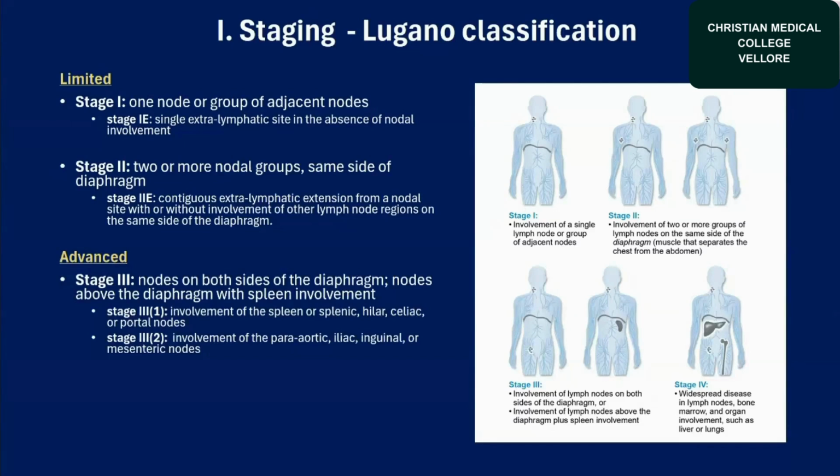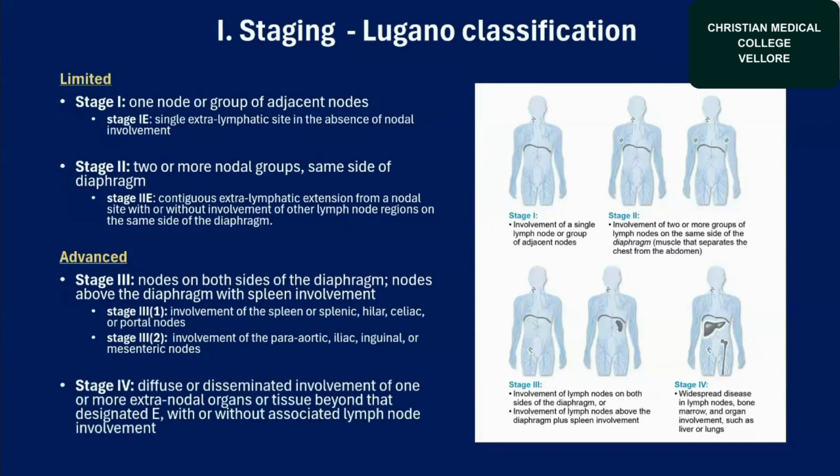Stage 3 is when there are nodes on both sides of the diaphragm or nodes above the diaphragm with a splenic involvement. Stage 3 is again divided into stage 3, 1 and 2. This is divided based on the group of lymph nodes that are involved. So stage 3, 1 is when there is splenic or splenic hilar node, celiac or periportal nodes involved. While stage 3, 2 is involvement of the para-aortic group, the para-iliac group, inguinal and the mesenteric nodes.